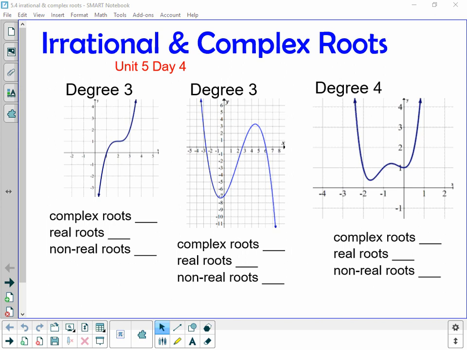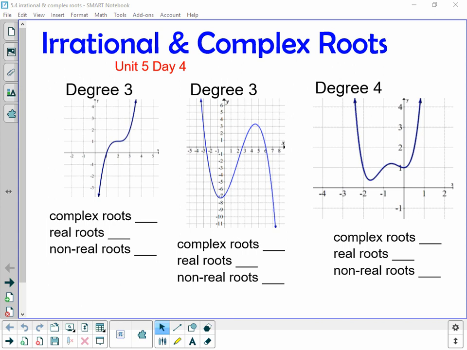Alright, this video is for Unit 5, and this is our fourth and final lesson of Unit 5. So we are wrapping up polynomials. Before we get into our new things for today, I want to remind you about these sorts of problems. We saw some of these last year. So we have this first polynomial right here.